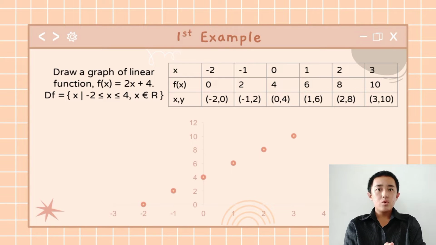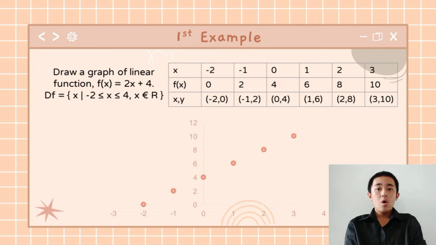2 times -2 plus 4 equals 0. 2 times -1 plus 4 equals 2. 2 times 0 plus 4 equals 4. 2 times 1 plus 4 equals 6. 2 times 2 plus 4 equals 8. 2 times 3 plus 4 equals 10. Now, why didn't we include 4 but we include -2? It's because 4 is not less than 4, but -2 is equal to -2, which is allowed by the domain.